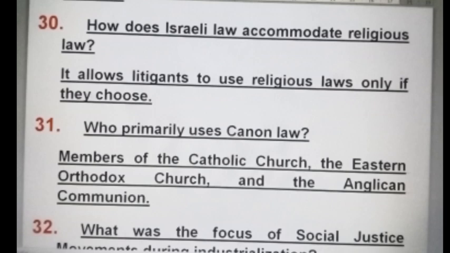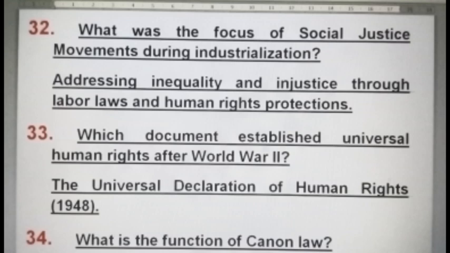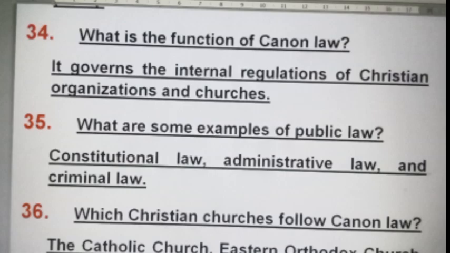What was the focus of social justice movements during industrialization? Addressing inequality and injustice through labor laws and human rights protections. Which document established universal human rights after World War II? The Universal Declaration of Human Rights, 1948. What's the function of canon law? It governs the internal regulations of Christian organizations and churches.